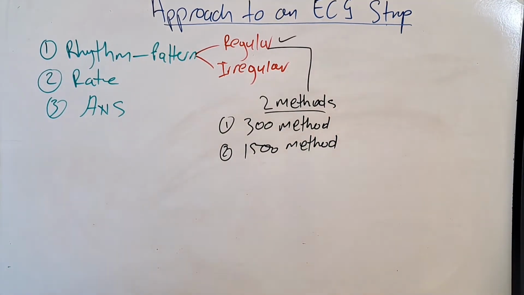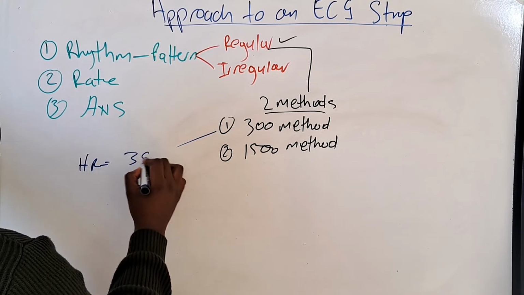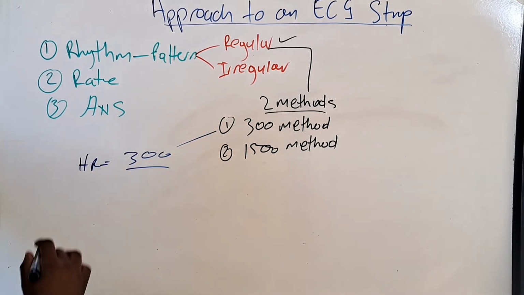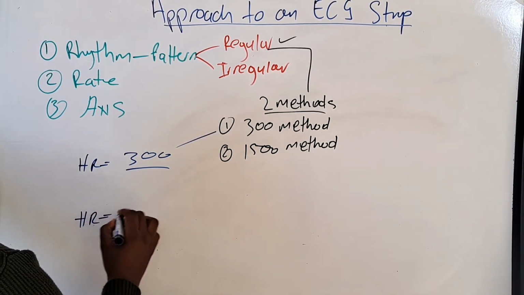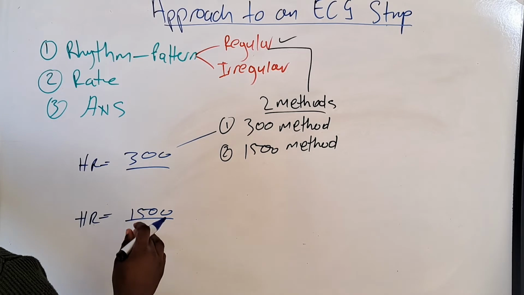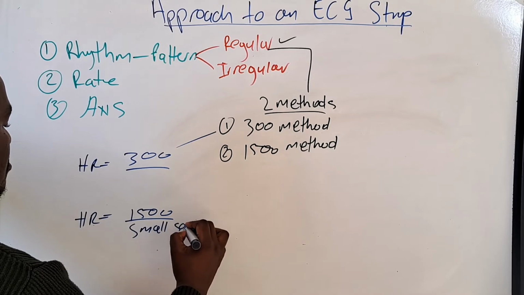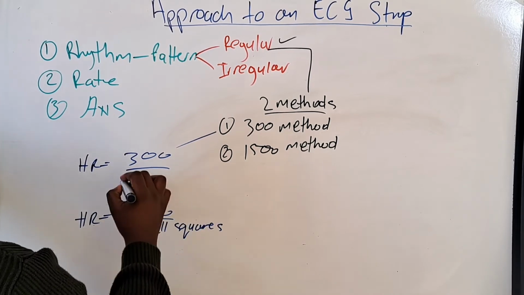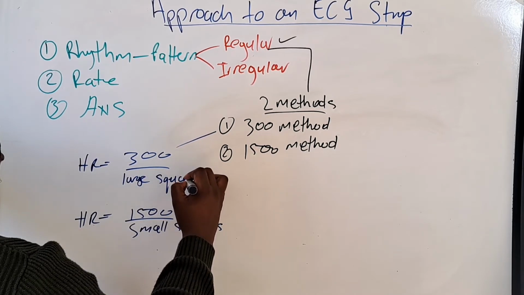Nothing hectic. So what you do, for the 300 method, your heart rate is going to be equal to 300 divided by the number. Let me just do the second one as well. So the heart rate here is going to be 1500 divided by the number of small squares. Small squares, large squares.